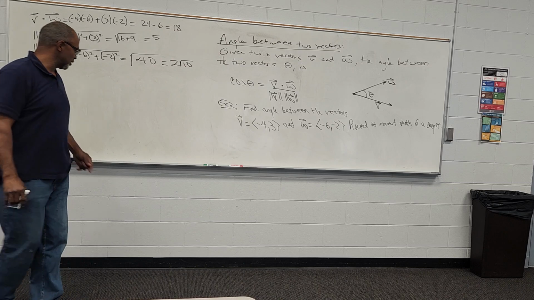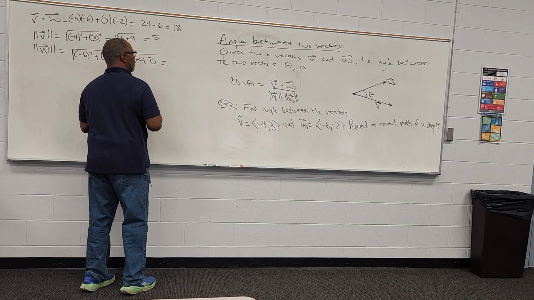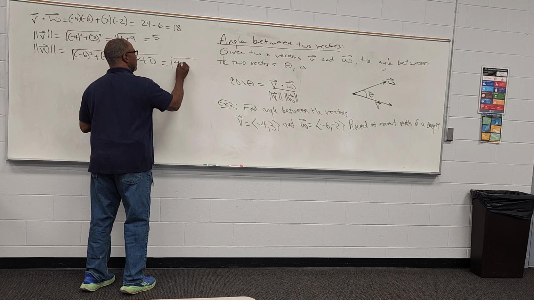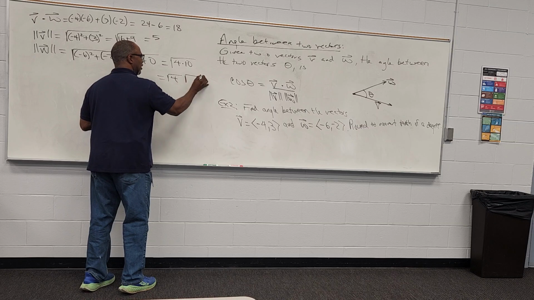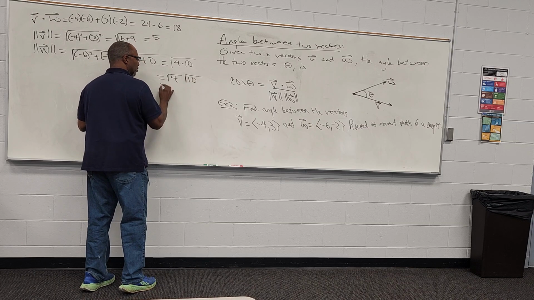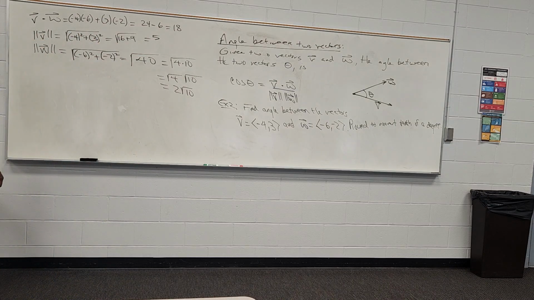Let's write it out. The square root of 40 is the square root of 4 times 10. I can split that up, because the square root of the product is the product of the square roots. But the square root of 4 is 2, so I get 2 square root of 10. So that's where I was getting 2 square root of 10.